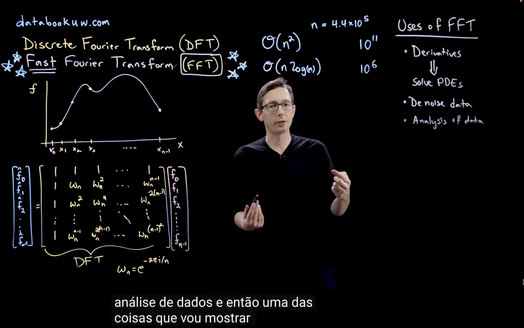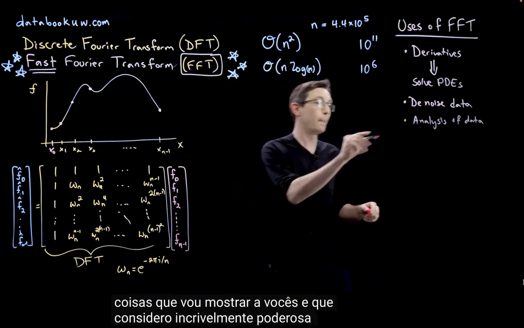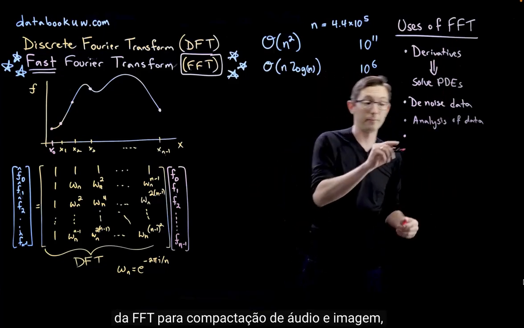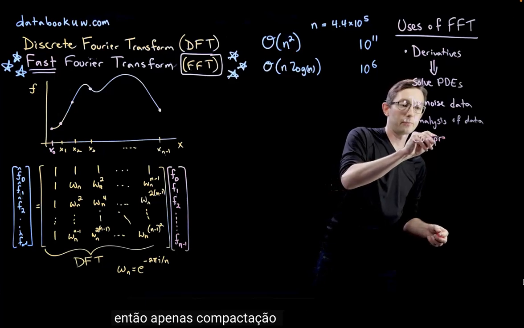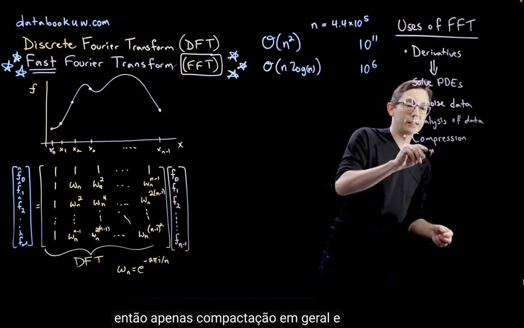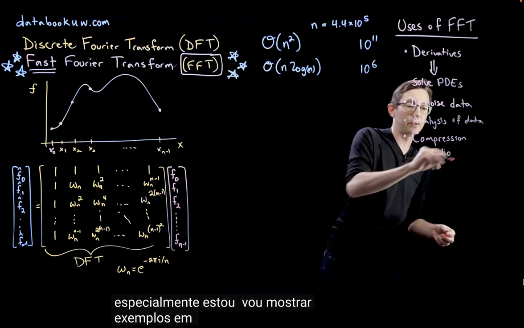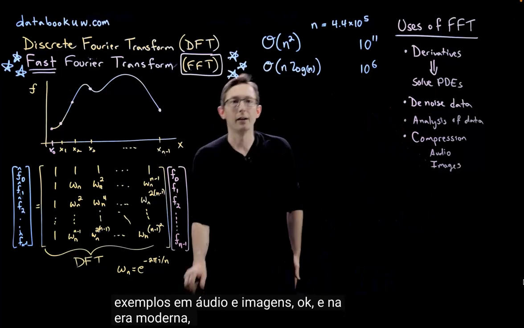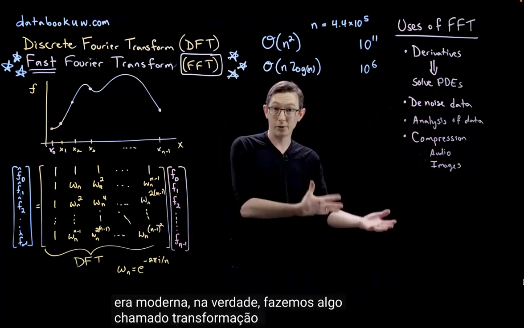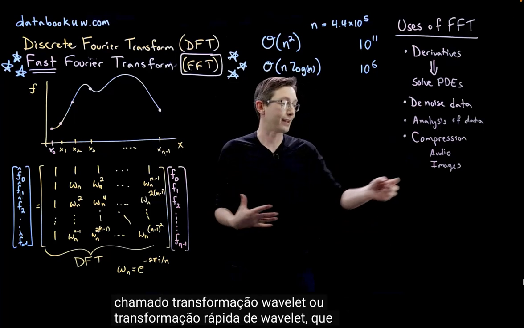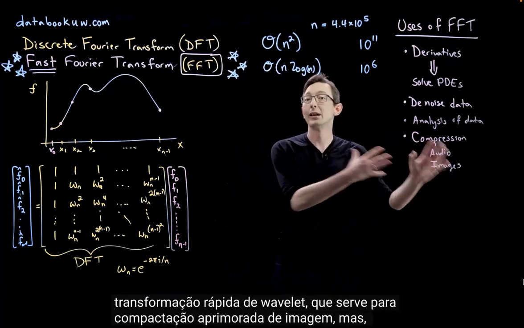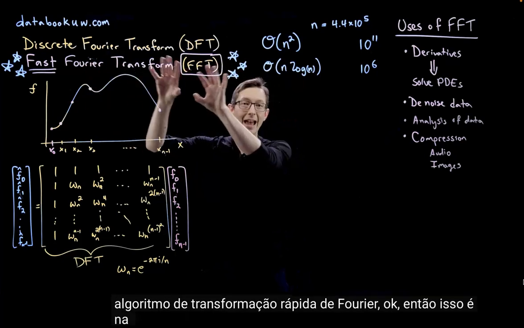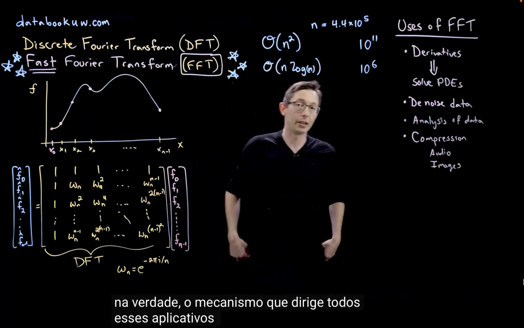And then one of the things I'm going to show you that I think is incredibly powerful is the use of the FFT for audio and image compression. So just compression in general. And especially I'm going to show you examples in audio and images. In the modern era, we actually do something called a wavelet transform or a fast wavelet transform. That's kind of for enhanced image compression, but again, it's still built on this fast Fourier transform algorithm. So this is really the engine driving all of these applications.